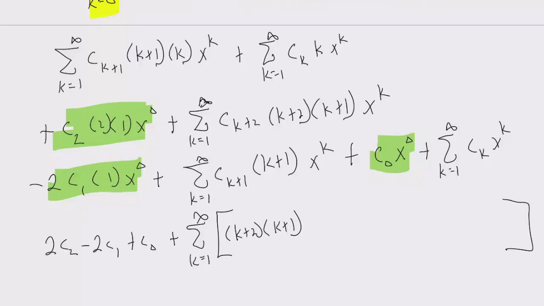I'm going to be very assumey here. So we'll put an x to the k at the end, because all of these terms have an x to the k. Plus... Oh, I dropped my c sub k plus 2. Okay, plus k.